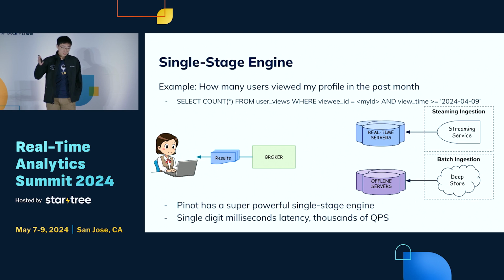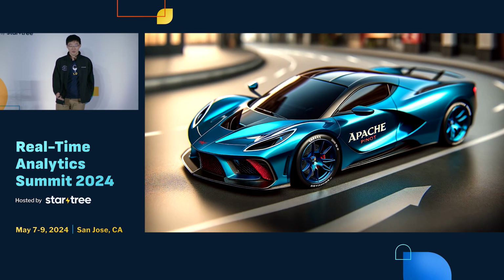Pinot was initially designed for this type of use case, where it has a very powerful single-stage engine that can serve this type of query in single-millisecond latency and thousands of queries per second. If I imagine Pinot as something in the real world, I would imagine it as a sports car, meaning it's just designed for high performance. It's designed to achieve the shortest lap time on tracks.